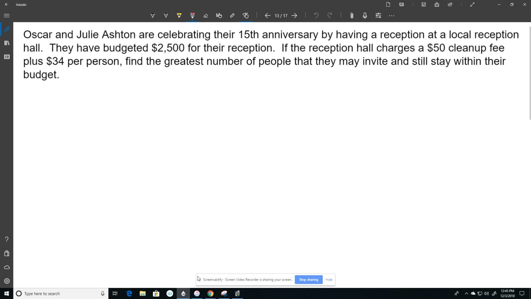Okay, 13. Not difficult mathematically, it's just setting up the problem. Oscar and Julie are celebrating their 15th anniversary. They budgeted $2,500. That right there, budgeted $2,500, means that they have to spend less than or equal to $2,500. They can't spend more than that. If the reception hall charges a $50 cleanup fee, so they charge $50 and $34 per person, so 34x. Find the greatest number of people that they may invite.